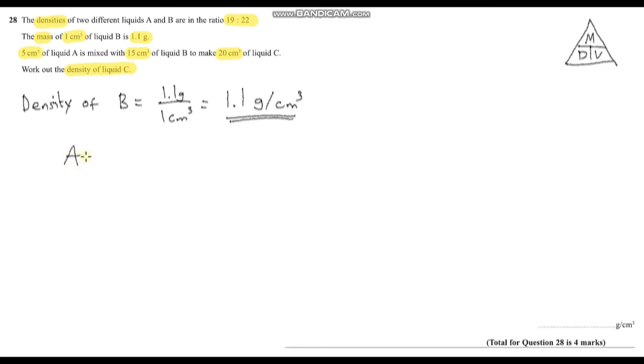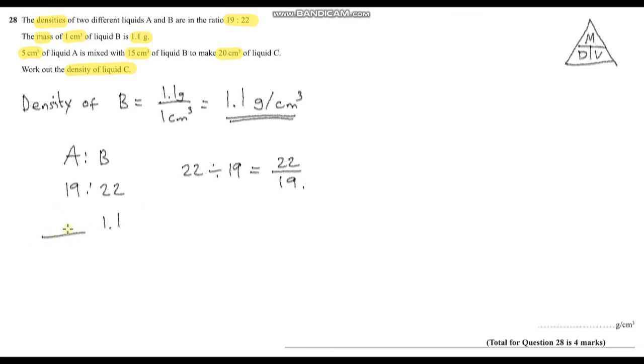So the ratio A to B is 19 to 22. We know the density of B, that is 1.1. So we can now work out what this density of A is. And there's a few ways we could do this. The way I'm going to do it is I'm just going to look at the scale factor between A and B. So how many times bigger is B compared to A? So the scale factor will be 22 divided by 19, which gives us a long decimal. So I'm just going to leave it as a fraction. So that's just 22 over 19.